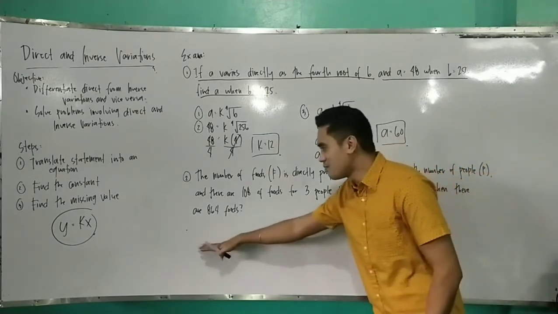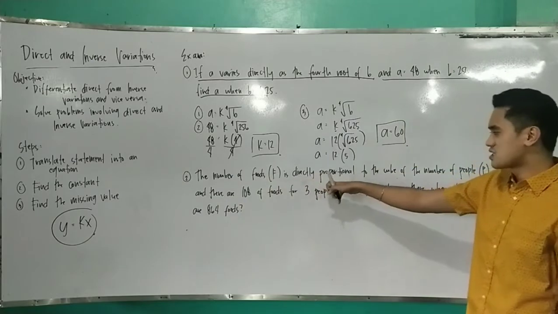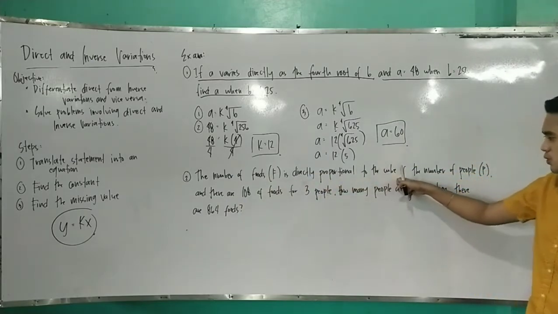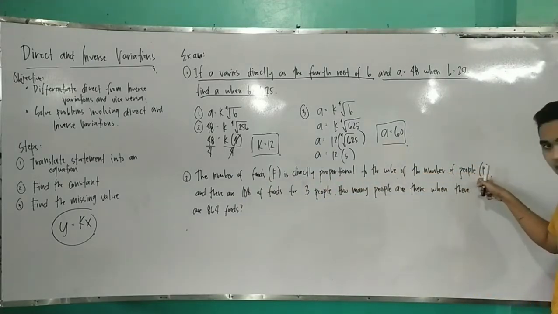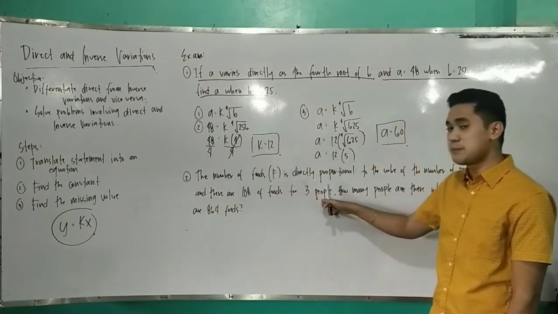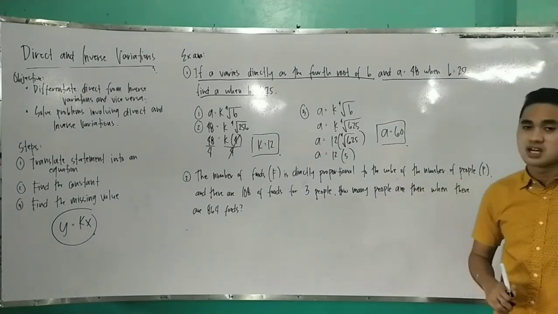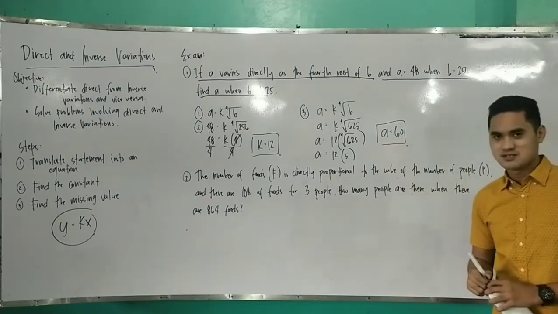So, the second example, meron tayo ditong the number of foods, F, is directly proportional to the cube of the number of people, P. And there are 108 of foods for 3 people. So, how many people are there when there are 864 foods?